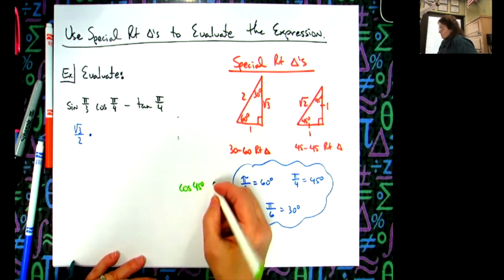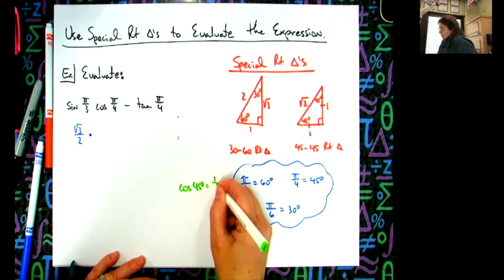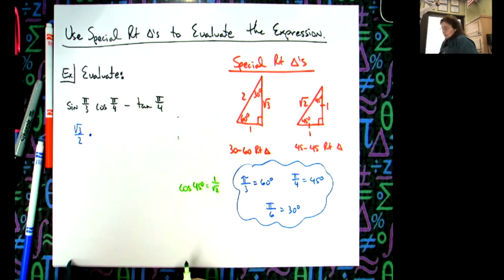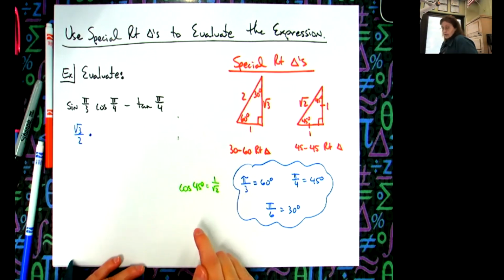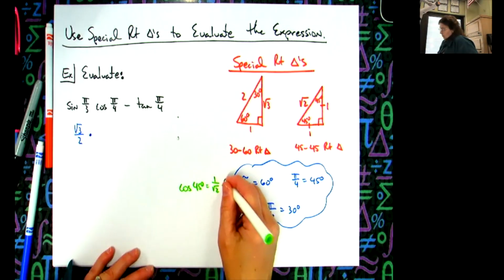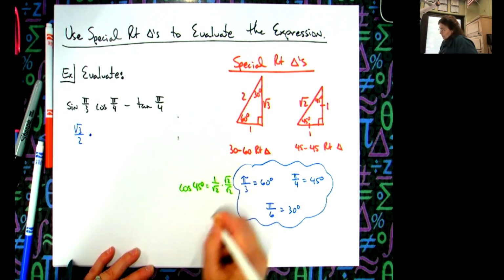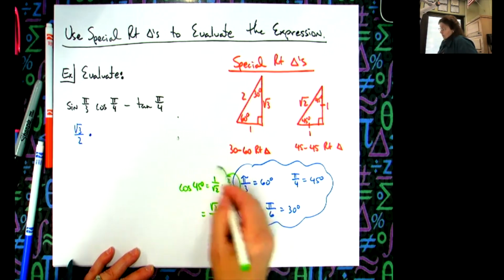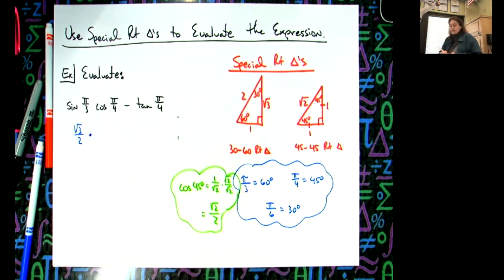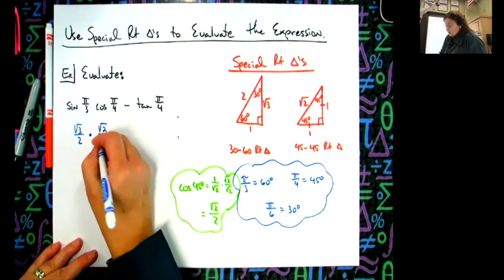Adjacent over hypotenuse, which is going to be 1 over square root of 2. But let's go ahead and rationalize that. So let's multiply by square root 2 over square root 2. So cosine of 45 is square root of 2 over 2. I think when you multiply this, it's just going to be a little bit easier there. Okay, so square root 2 over 2.